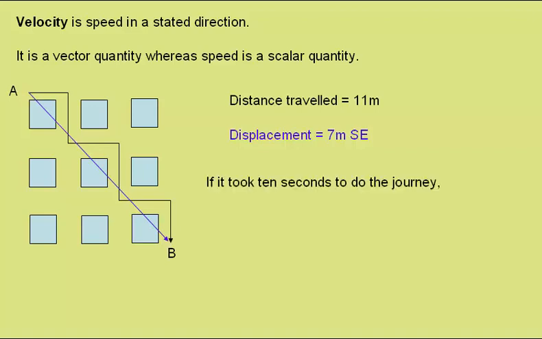So we could say that if the journey took 10 seconds, the average speed, being the distance travelled divided by the time taken, would be 1.1 meters per second. However, the average velocity would be the displacement travelled divided by the time taken, and this is 0.7 meters per second southeast.